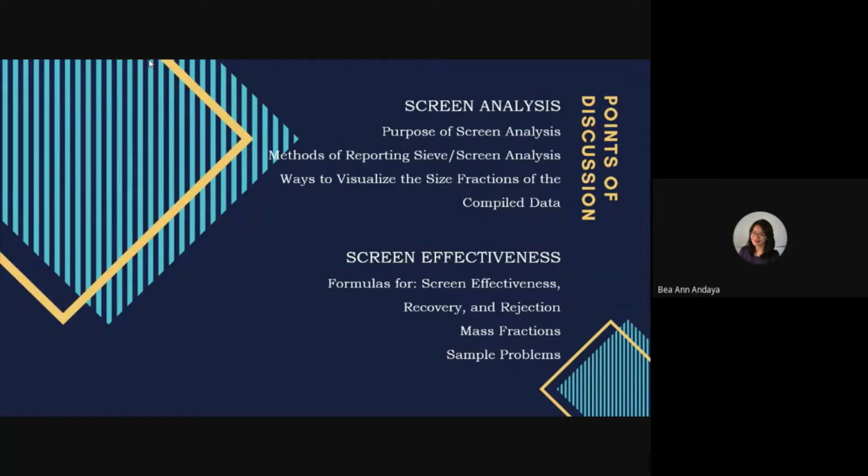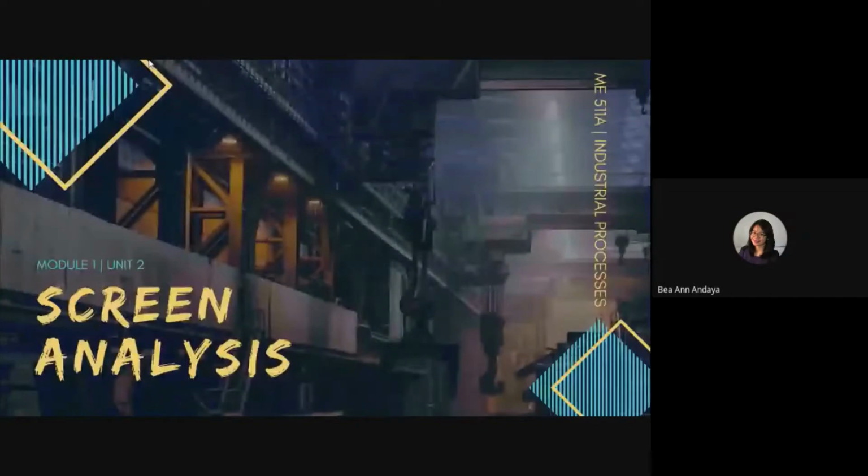And after that, we will be visualizing the size fractions of the compiled data. After ulit niyan, meron pa tayong isang topic na pag-uusapan which is the screen effectiveness. So, i-discuss natin kung saan nakukuha ang formula ng screen effectiveness, ano ang recovery, rejection, and mass fractions, and to conclude our topics, I'll be giving or discussing some sample problems in order to apply the knowledge that you have obtained from the following topics.